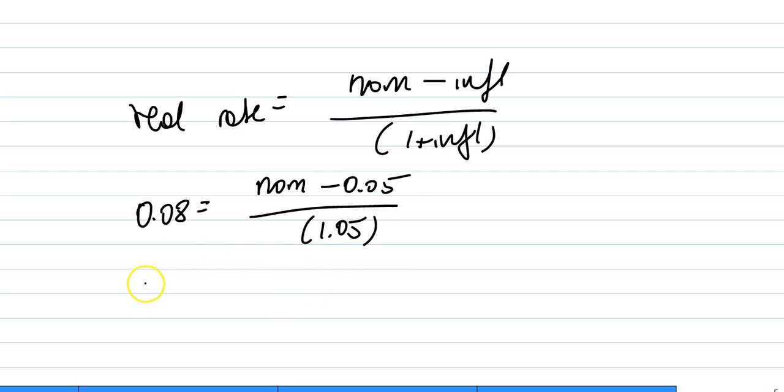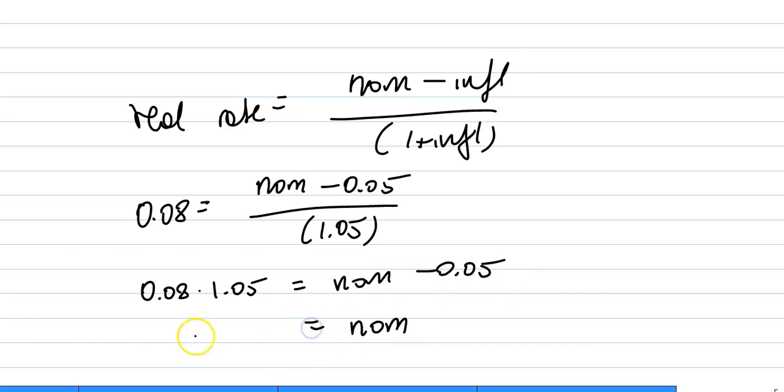Okay, so we can multiply both sides by 1.05, and then take everything on one side. So we'll have 0.08 times 1.05, so this one is 0.084, plus 0.05, and that gives us a nominal rate of 13.4%.